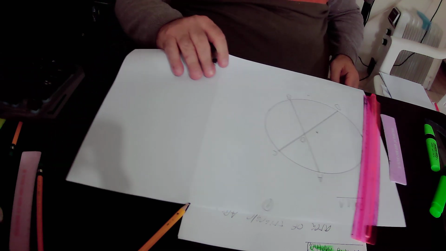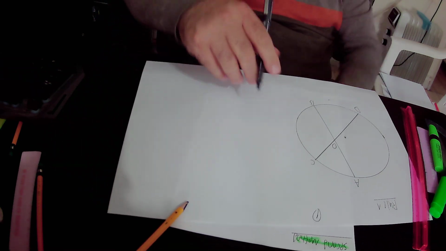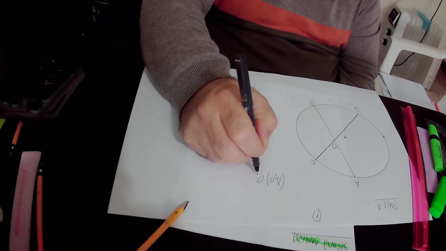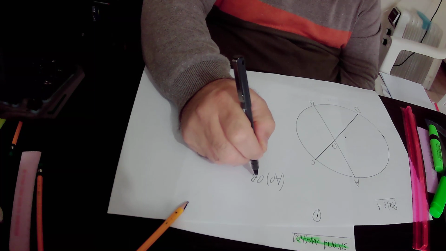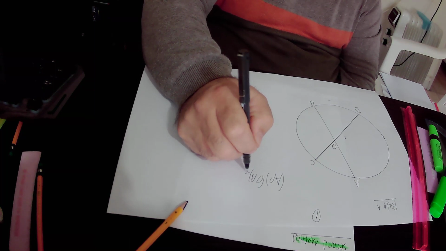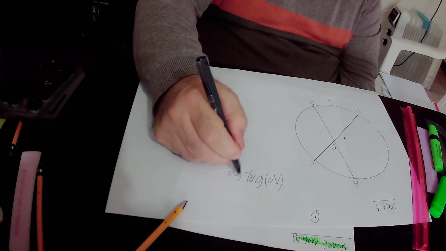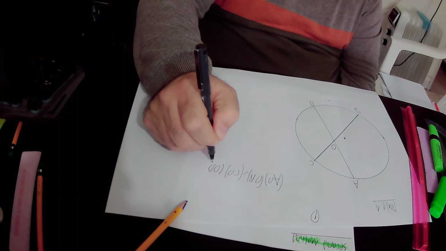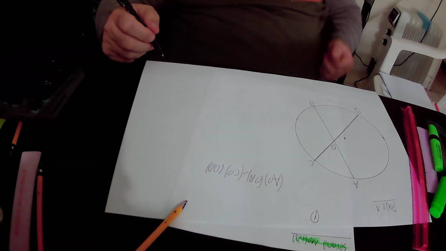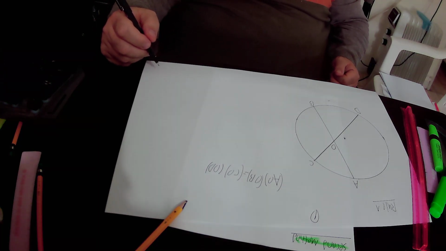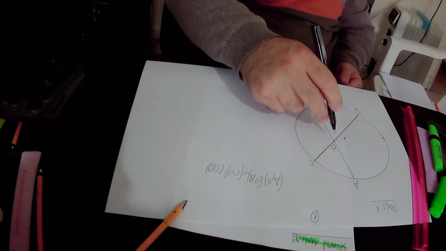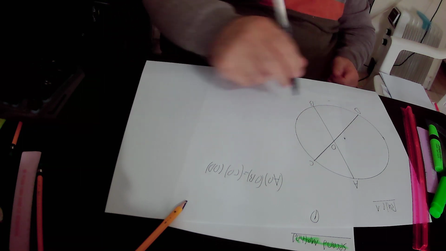Then the following equation is true: AO times OB equals CO times OD. The intersection point must occur inside the circle, not outside the circle. Okay? AO times OB equals CO times OD.